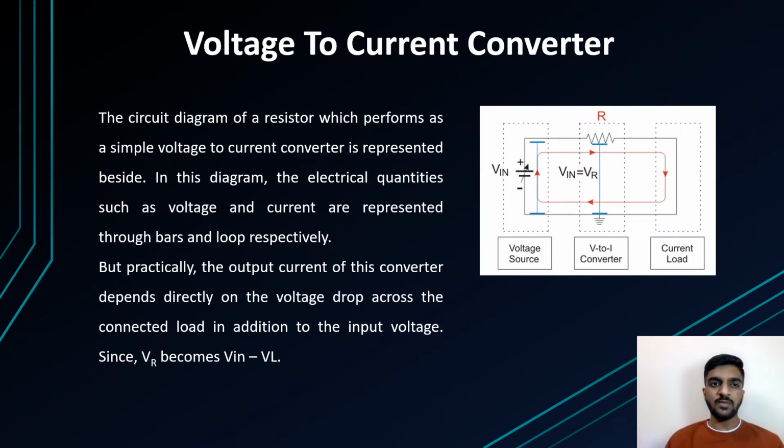The circuit diagram of a resistor which performs as a simple voltage to current converter is represented beside. In this diagram, the electrical quantities such as voltage and current are represented through bars and loop respectively. But practically, the output of this converter depends directly on the voltage across the connected load in addition to the input voltage. Therefore, VR becomes Vin minus VL.